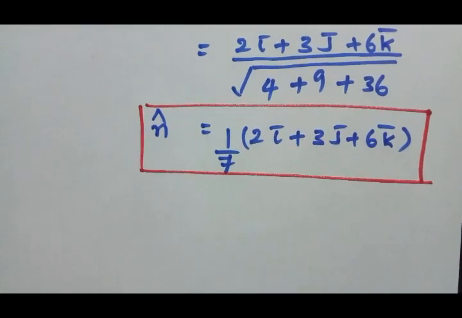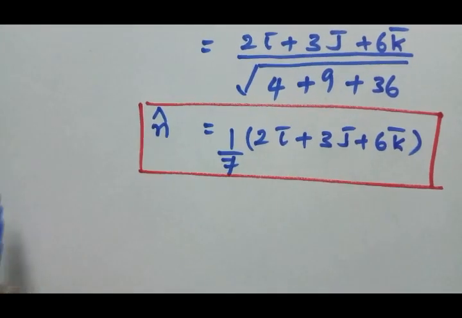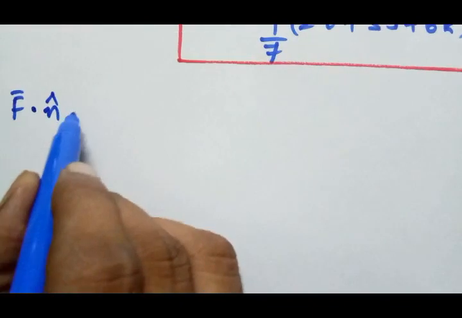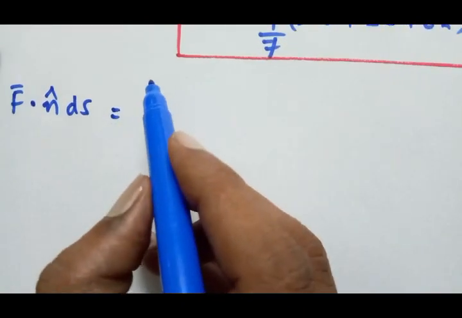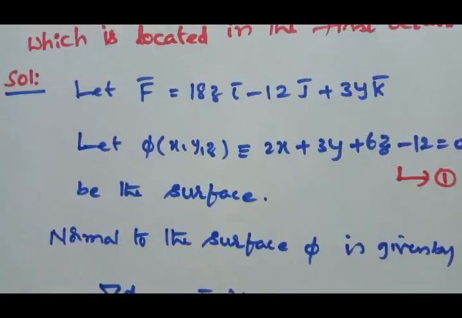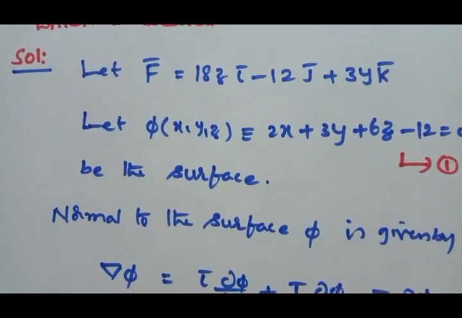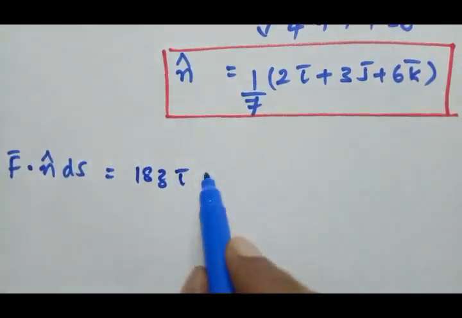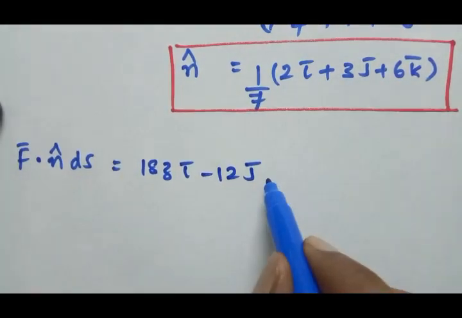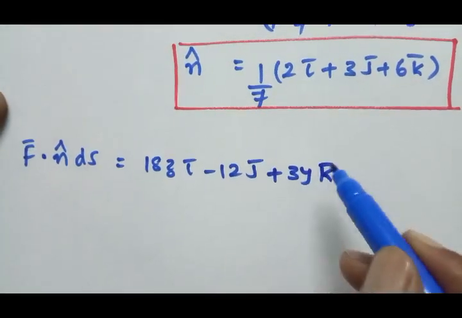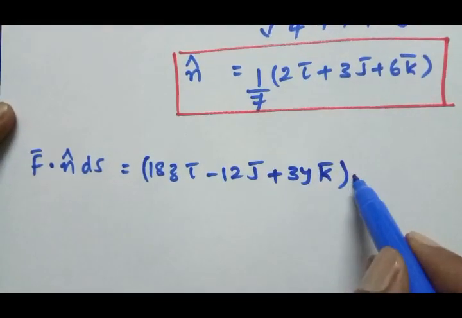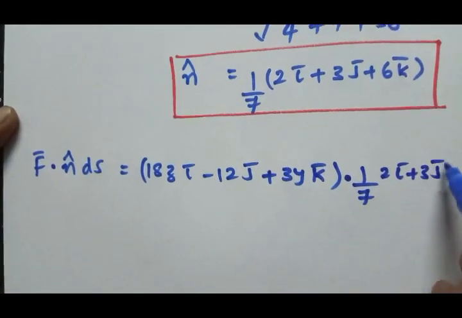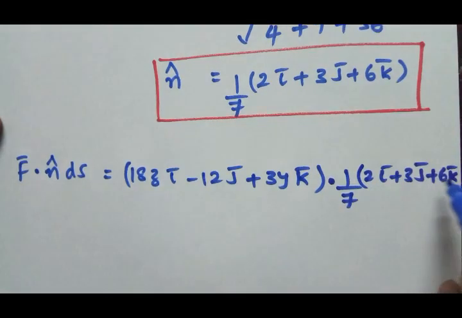Therefore now find f bar dot n cap ds. Now f bar is equal to 18z i bar minus 12 j bar plus 3y k bar, dot n cap, that is 1 by 7 into 2i bar plus 3j bar plus 6k bar.